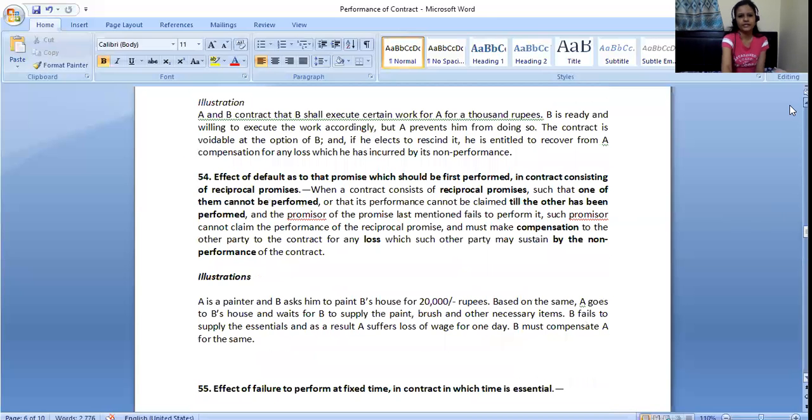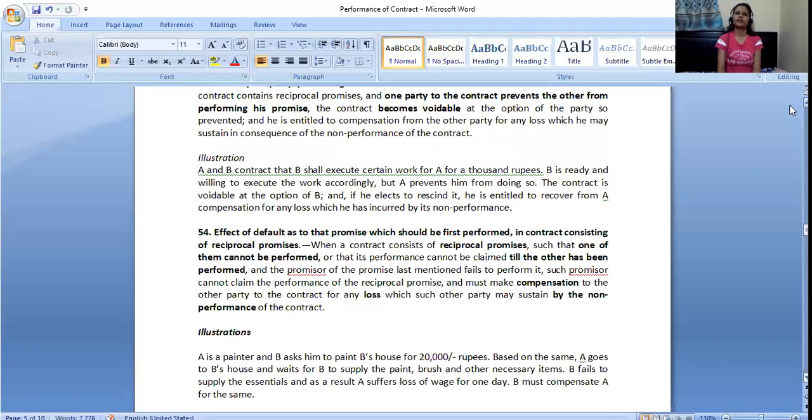So 54 is effect of default. Default as in I could not do it, as to the promise which should be first performed. First, there are reciprocal promises, right? There are multiple promises. This promise should be performed first, only then the remaining ones can be performed. But I failed to perform this, so the remaining ones could not be performed. So what will happen in that case?